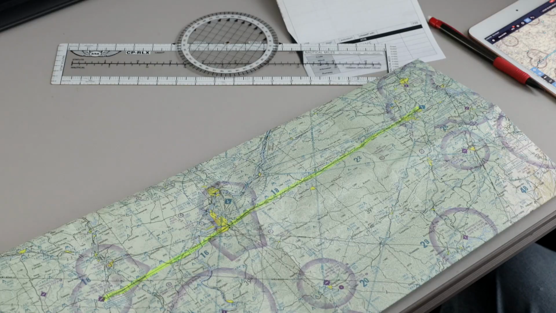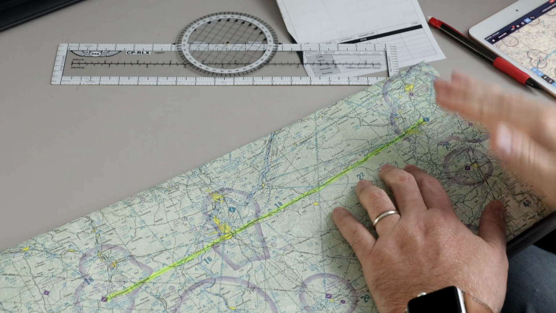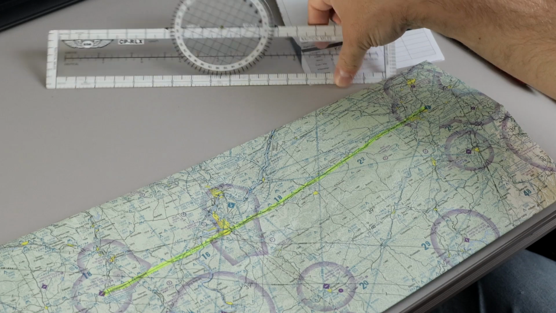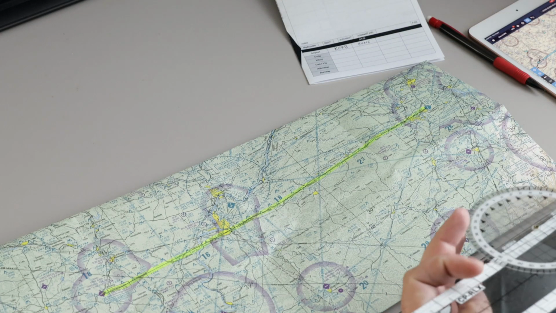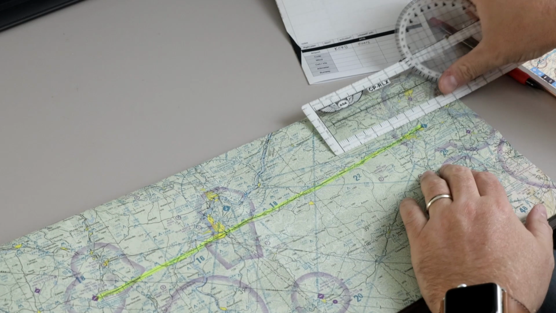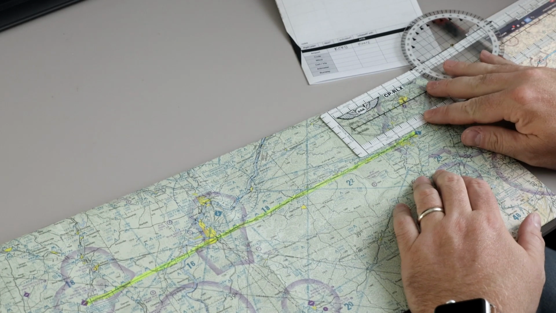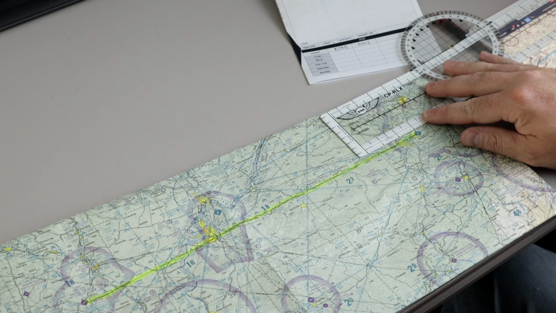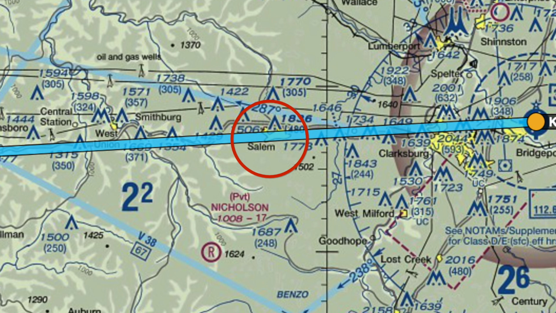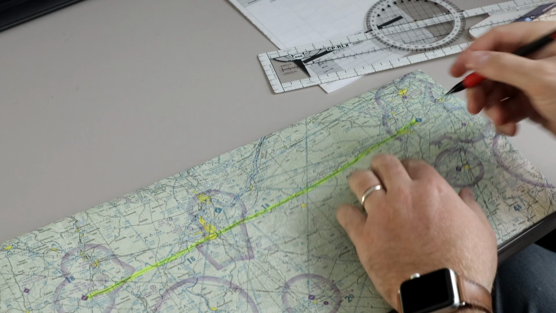Okay, so next we need to start looking for waypoints along our way to identify. I'm going to try to keep these within 15 miles or so of each other. So let's see what we got within like 15 miles of Bridgeport here. Okay, the town of Salem. We'll fly directly over the town of Salem en route. So we'll go ahead and mark that as our first checkpoint.